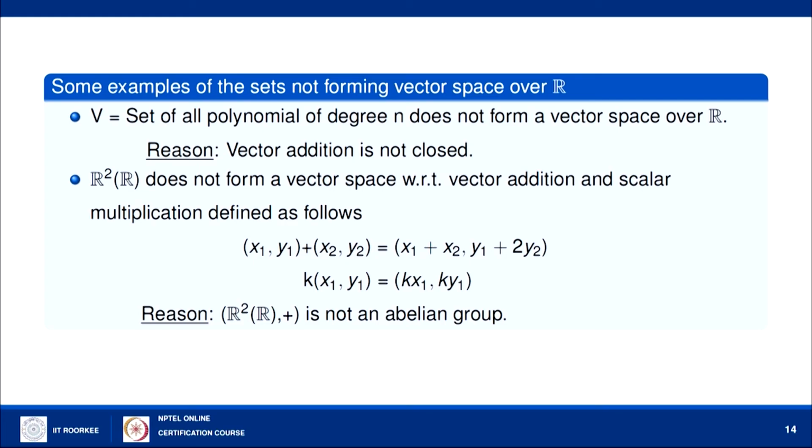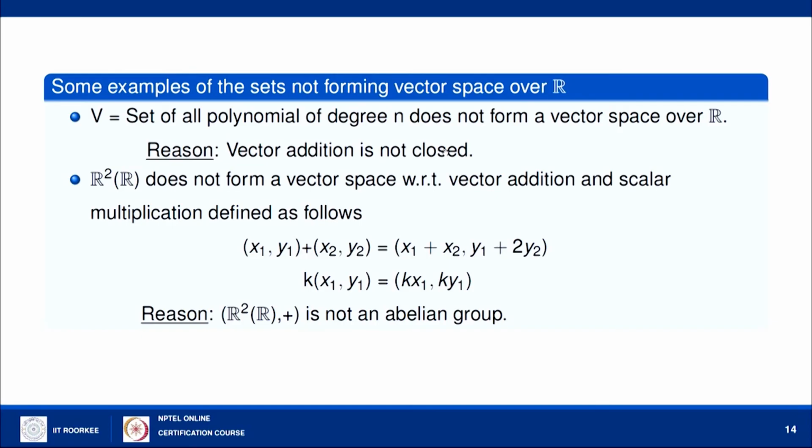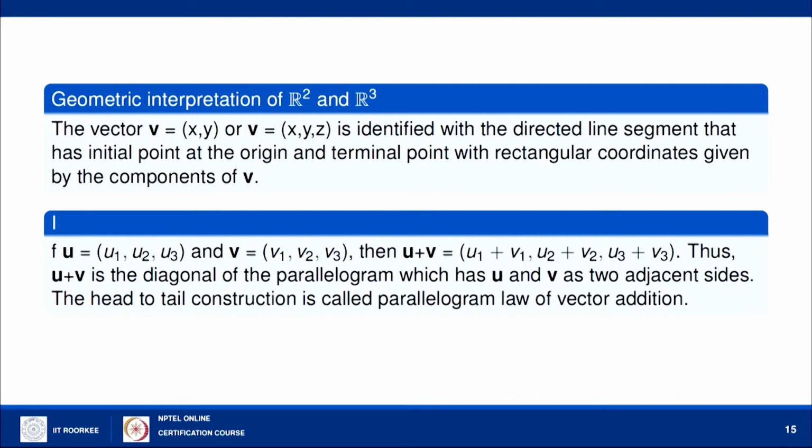So, what we can say from here is that the set alone is not important in the definition of a vector space, but the operations also, how you define them. For a particular set, one set of operations will satisfy all the 6 properties of a vector space, but if you change the operations, it may happen that the particular set does not form a vector space. So, you have to be careful in this case. Now, we are coming to the geometric interpretation of R2 and R3.